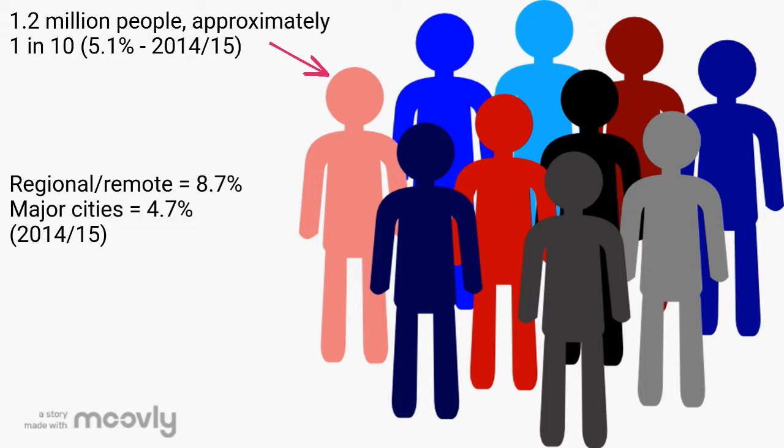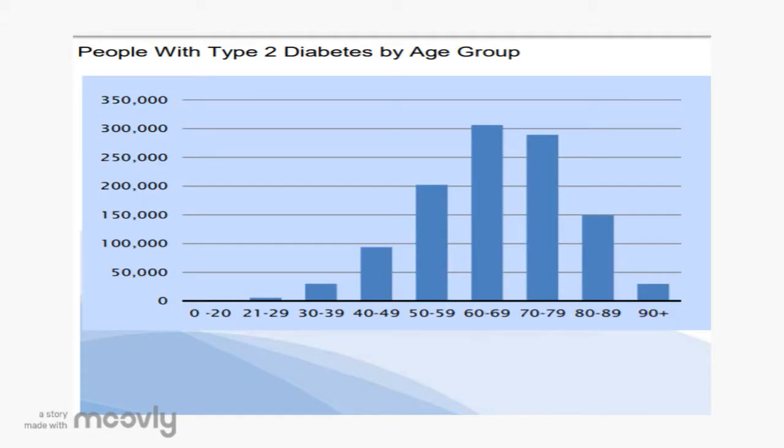Type 2 diabetes makes up to 90% of all cases of diabetes, with regional and remote areas having a higher rate than major cities. 60 to 69 years presents the largest number of cases, with 775,000 people with type 2 diabetes being 60 years or older.